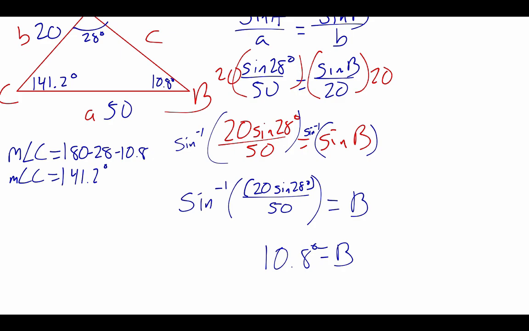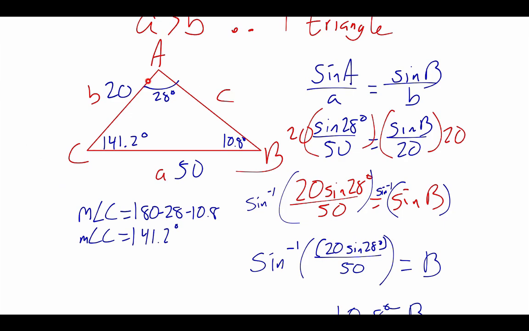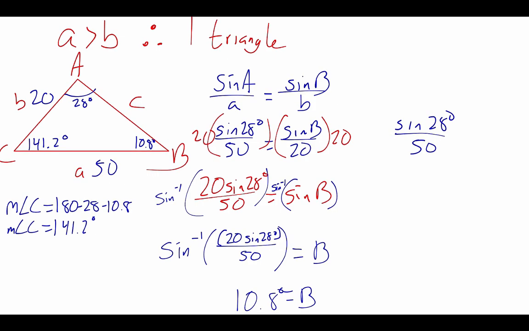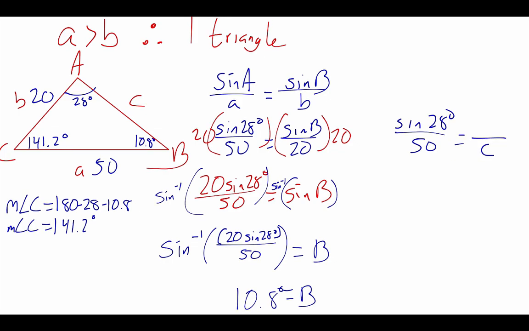So the last thing we have to do is find the measure of side length C. Again, since we were given angle A and side length A, let's use those. So I'm just going to cut to the chase there. We're going to do the sine of 28 degrees, so that's angle A, over side length A, equals, we're trying to find side C, so we're going to put that in our denominator, the sine of angle C. Well, angle C is 141.2.